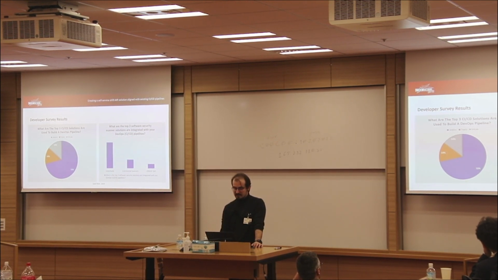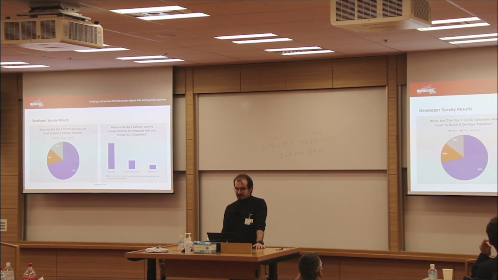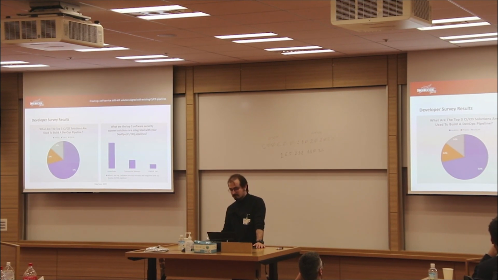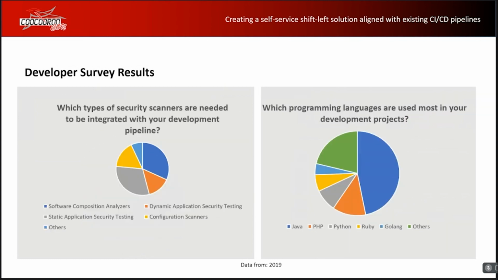Then, a CI/CD solution, and what security scanners, if they already have experience with them in their own pipelines. We got SonarQube as the most common security scanner they were using, CI/CD integrated. And which types of security scanners they needed integrated with their development pipeline. We got results like SCA, software composition analyzers, and static application security testing as some of the most required scanners the developers wanted to integrate into their own pipelines.